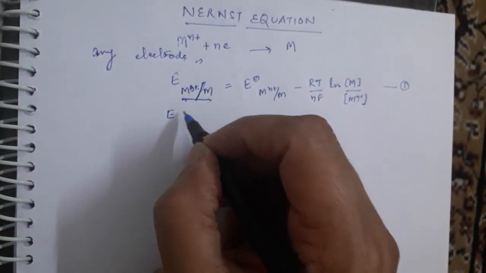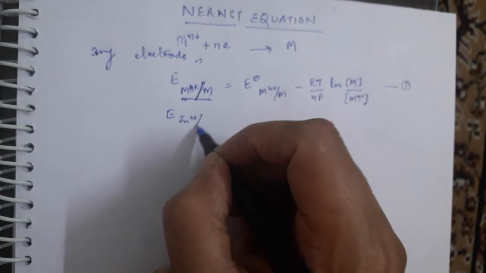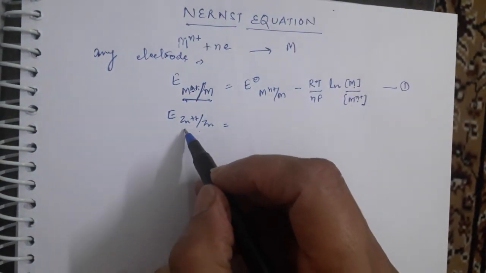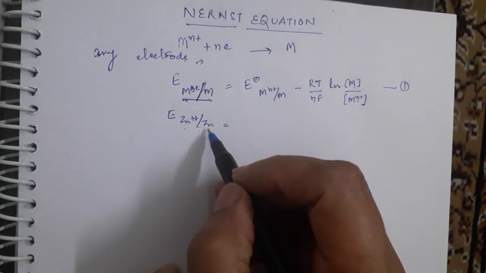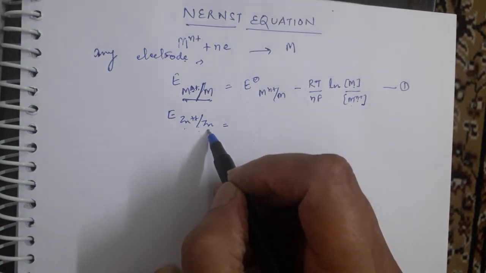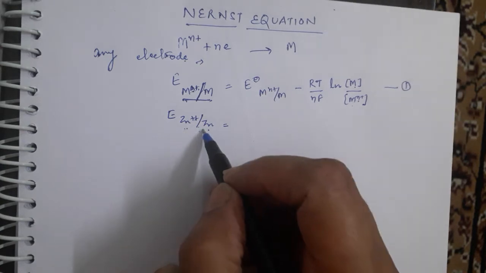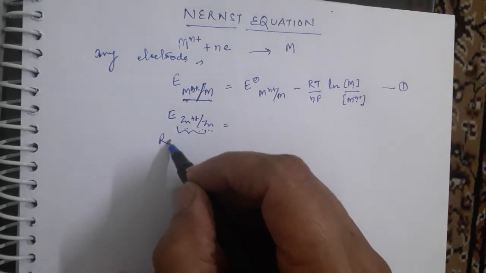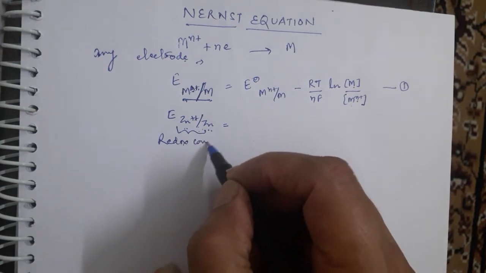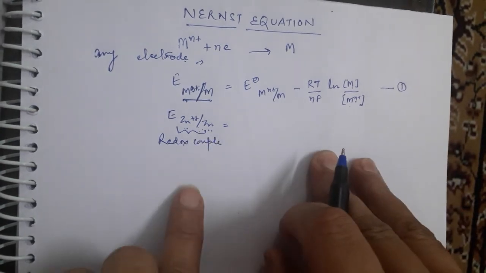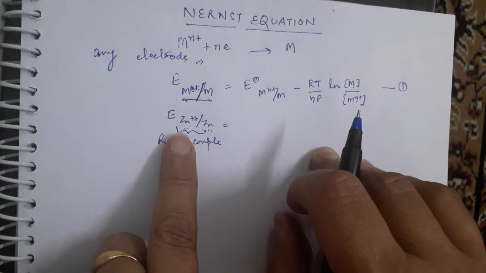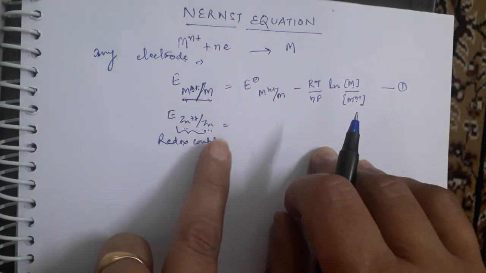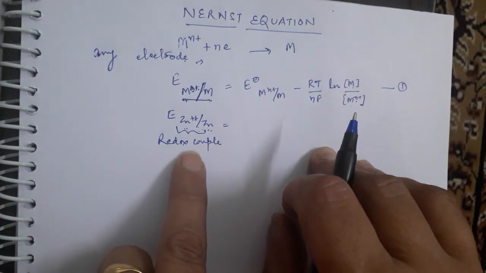Say, for example, we have E zinc. How will we write down the E of zinc? The ionic species is in contact with the reduced species, oxidized species in contact with the reduced species. This is called a redox couple. So what is the redox couple? Any metal ionic species is written in contact with its own reduced species, like this.